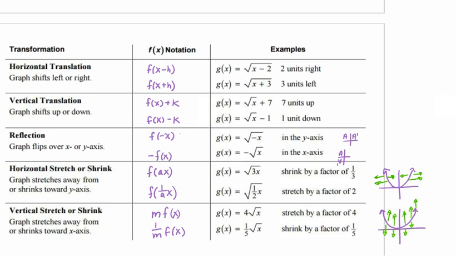Visually, this is what that looks like. We're either pulling away from the x-axis or bringing it closer to the x-axis. So a stretch would be pulling it up, making it narrower or skinnier. And pulling it down towards the x-axis is going to actually make that wider.